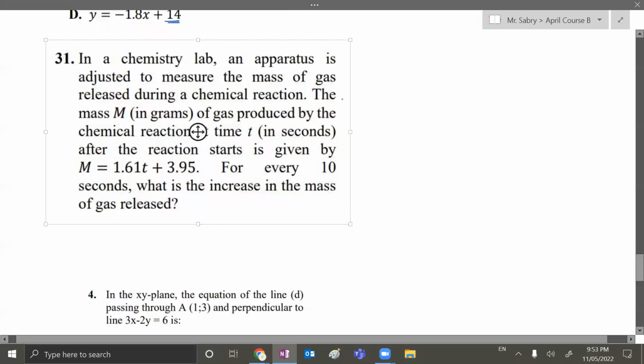It says in a chemistry lab, an apparatus is adjusted to measure the mass of gas released during a chemical reaction. The mass, M, represents the mass of gas produced by a chemical reaction at a specific time T after the reaction starts, given by this equation. So this formula is used to calculate the mass of the gas produced at a specific time.